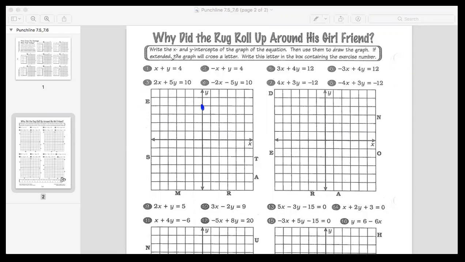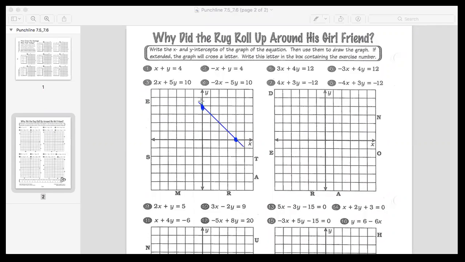And then I'm going to say, okay, if I put in a 0 for y, I'm going to get x is equal to 4. So I'm going to go over here, 1, 2, 3, 4, and put a dot right here. And then I'm going to connect the dots with a line, and we want to extend the line through the points.